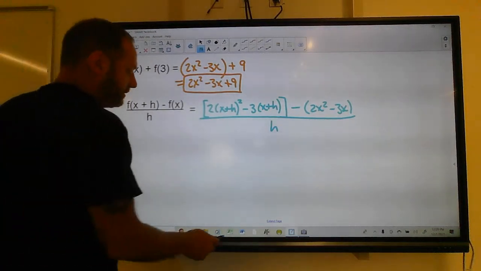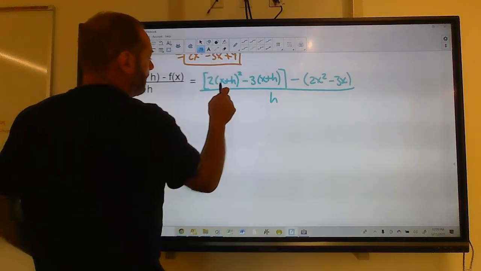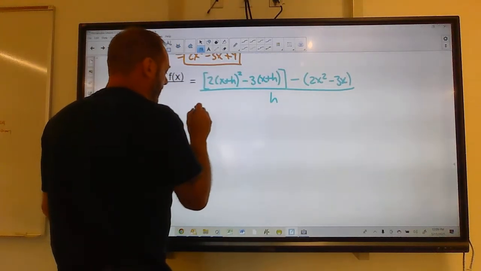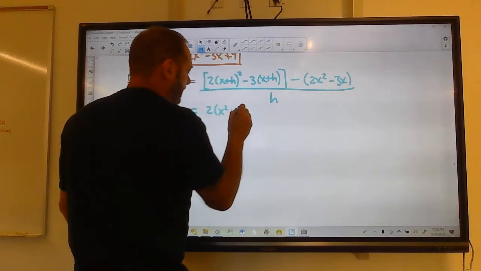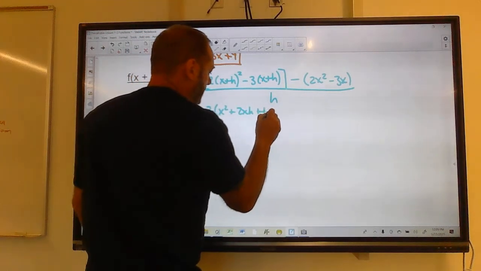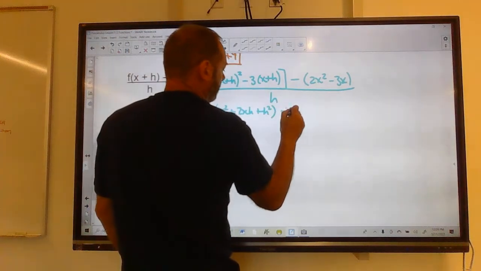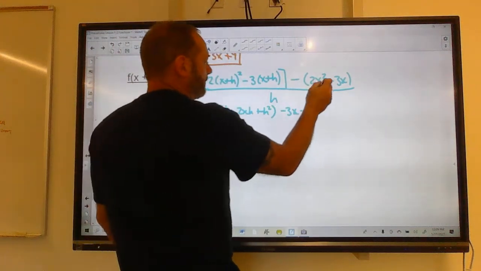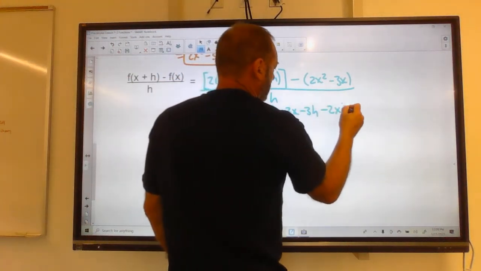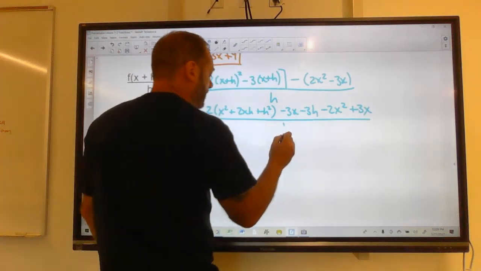Okay, so a little bit of algebra here. So x plus h squared, if I FOIL that, this becomes 2 times x squared plus 2xh plus h squared. Distribute your negative 3, so that would be negative 3x minus 3h. Distribute my negative sign, that's minus 2x squared plus 3x. All of that over h.